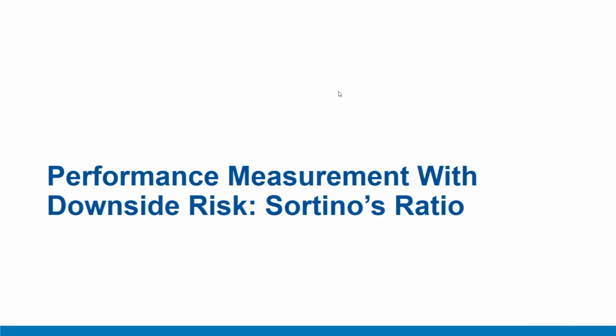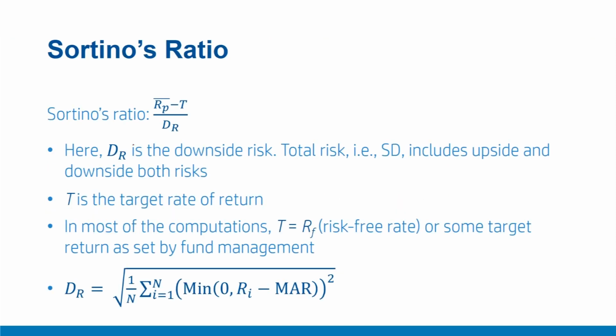Performance measurement with downside risk, Sortino's ratio. In this video, we'll discuss a very important measure of portfolio performance, which is Sortino's ratio. The measure captures the downside risk of the portfolio. To begin with, Sortino's ratio formula is shown here: RP bar minus T upon DR. DR here is a very important term. Unlike other performance measures that we have discussed till now, DR only captures the downside risk.